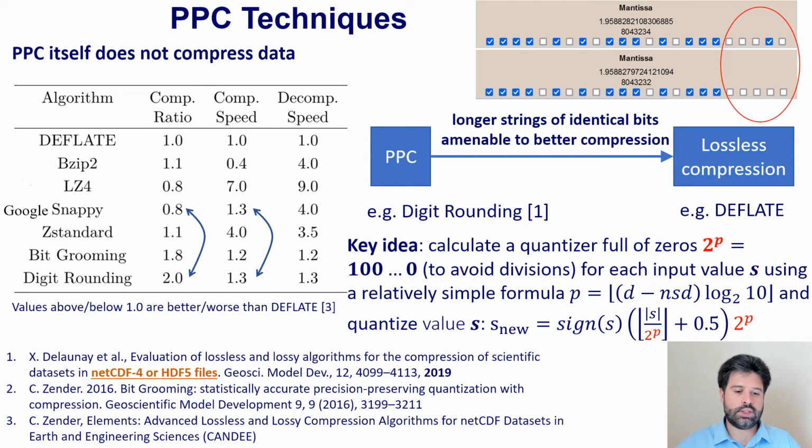Interestingly, PPC techniques are fast and relatively simple, so it's very encouraging to do something similar yourself. For example, the key idea of digit rounding is to calculate a quantizer full of zeros to avoid divisions for each input value. You can find a clear explanation of the formula in the paper. Note that digit rounding was originally proposed for datasets in netCDF4 or HDF5 files.